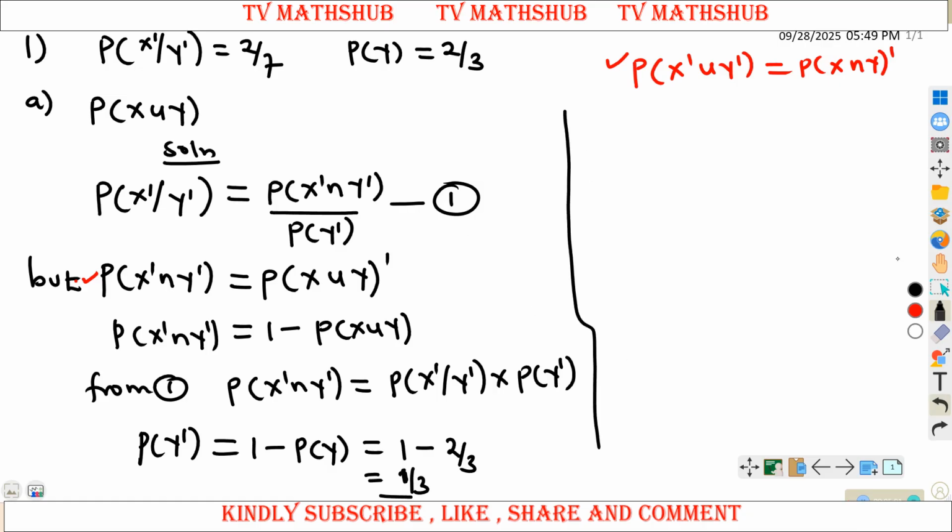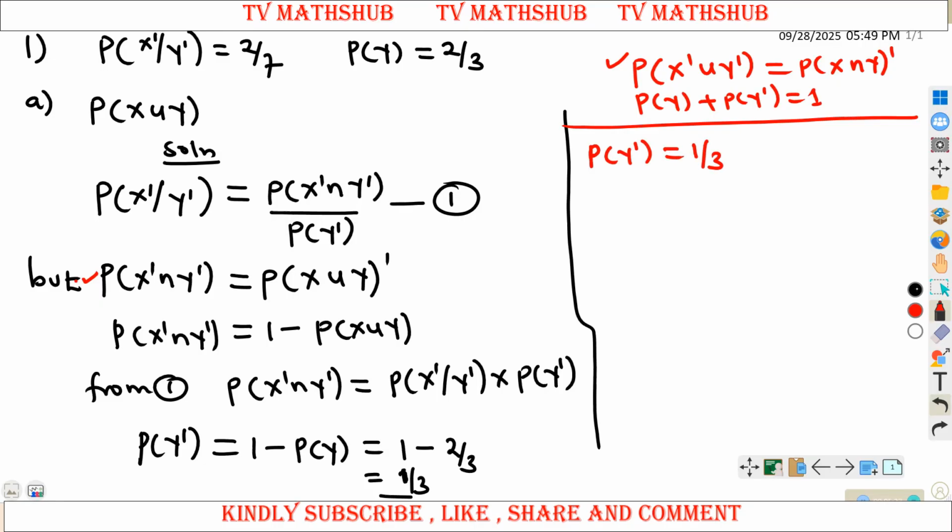We know that the probability of y plus the probability of its complement should give 1. So if I need this, I simply bring the one to the other side. That is basically what you need to know. So we have the probability of y complement as 1 divided by 3. That is what we are having.